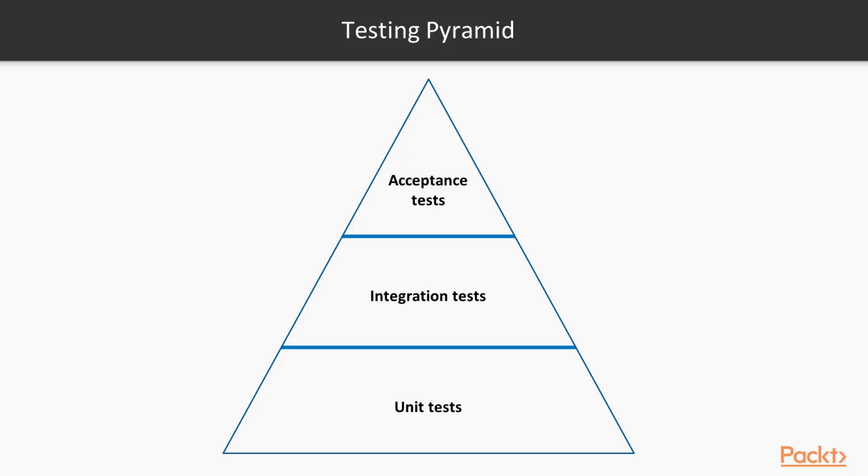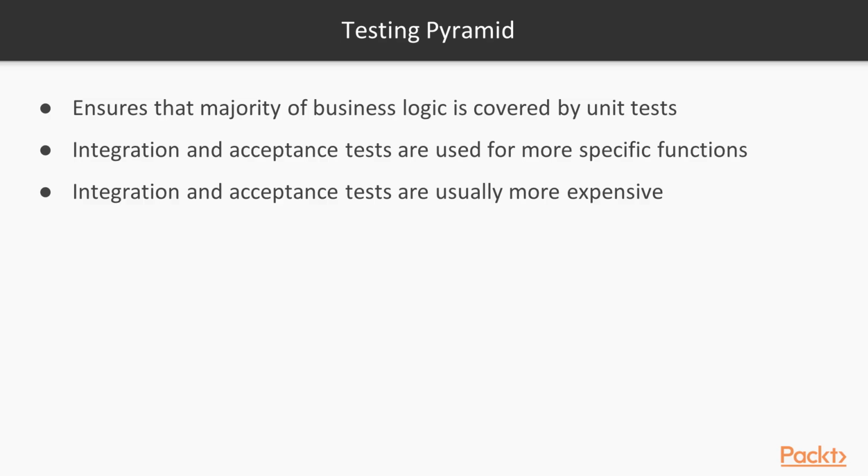This is what I call the pyramid of testing, and there are years of experience behind it. Your software should have a whole bunch of unit testing, fewer integration tests, and some acceptance tests. This ensures that the majority of your business logic is covered by the unit tests, and the integration and acceptance tests are used for more specific functions. Also, the integration and acceptance tests are usually more expensive, so minimizing their usage is usually something that's recommended.